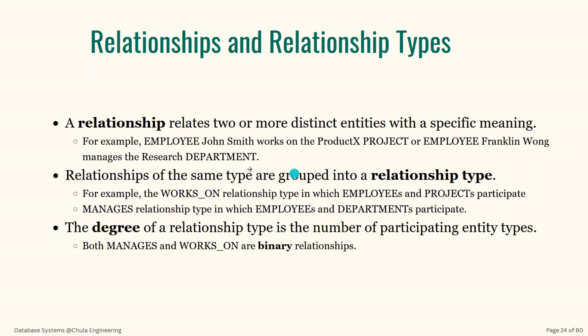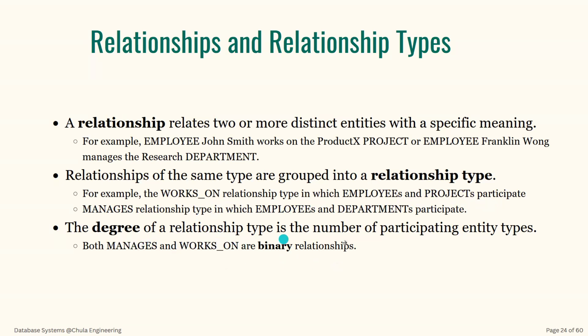For example, employee John Smith works on a product X project, or employee Franklin Wong manages the research department. So you can see that the first example is a relationship between employee and project, and the next one is the relationship between employee and department. Now, relationships of the same type are grouped into a relationship type. For example, the works on relationship type, like employee and project participation, can be grouped together, and the manages relationship can also be grouped together, right? We'll see the example on the next slide.